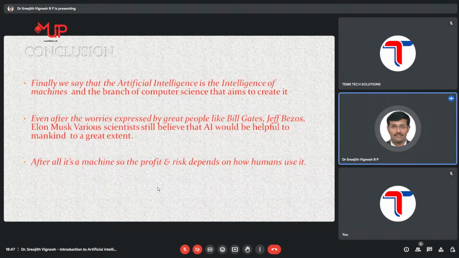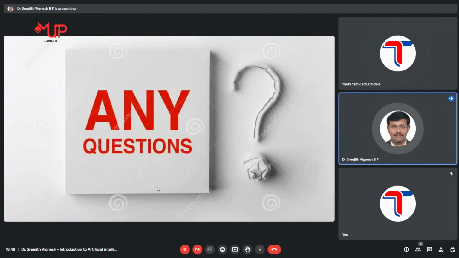So, in conclusion, artificial intelligence is the intelligence of machines, and it is a branch of computer science that aims to create it. Even after worries expressed by great people like Bill Gates and Elon Musk, various scientists still believe that AI would benefit mankind to a greater extent. The profit and risk depend upon how we humans use it. Once we use it for good purposes, AI is definitely going to be a boon for our society. With these words, I would like to conclude my speech.